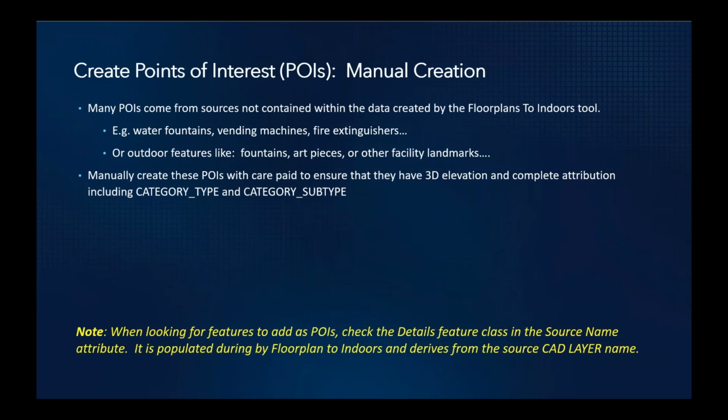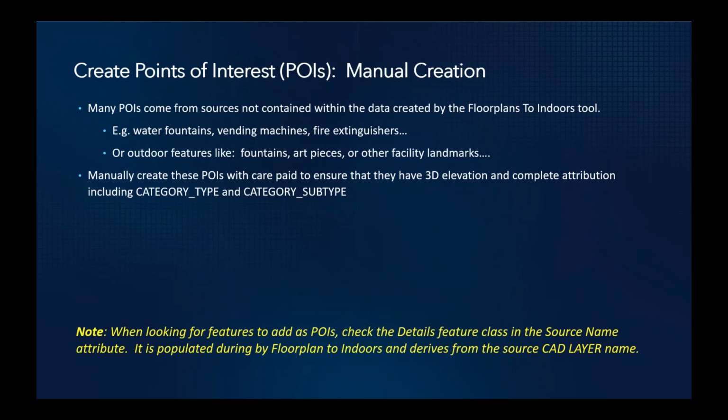Now, if they're not in the source data that you have, you may need to manually create points of interest for things like water fountains, vending machines, fire extinguishers that may have a line in the source CAD file but no annotation. So you're going to need to manually create that. Similarly, for site scale features like landmarks that are commonly known for that workplace, fountains or art pieces like that, you have to manually create that.